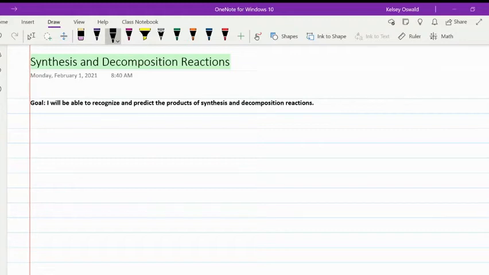Today we are going to focus in on our synthesis and decomposition reactions. So our goal for today is that we'll be able to recognize and predict the products of synthesis and decomposition reactions. Okay, so let's go ahead and focus on synthesis reactions first.